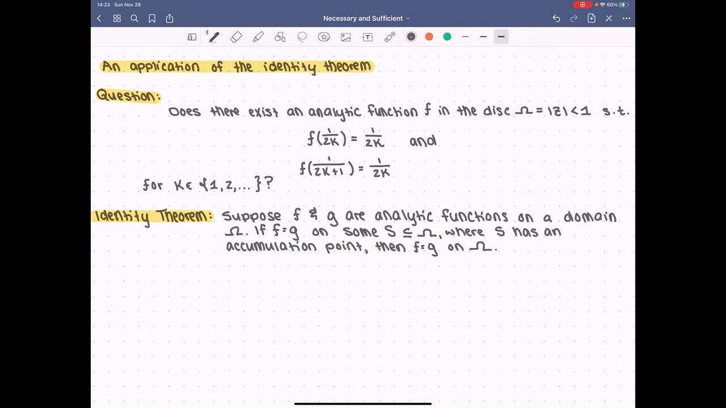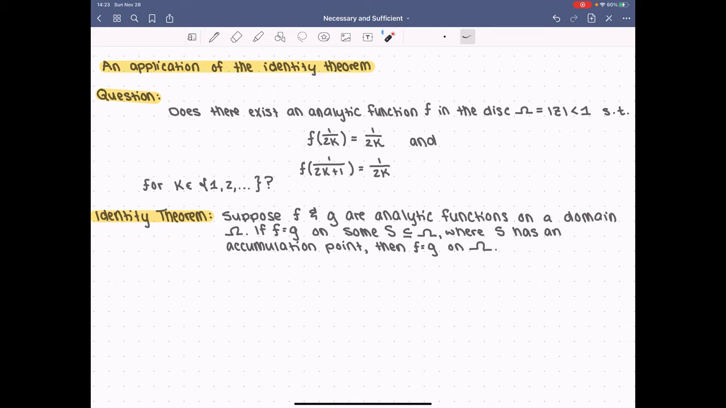So what's the question? The question is asking, does there exist an analytic function f in the disk modulus of z less than 1, let's call that set omega, such that f of 1 over 2k is equal to 1 over 2k, and f of 1 over 2k plus 1 is equal to 1 over 2k. And this is for k living in the set 1, 2, 3, and so on. So before we actually go through the solution, start thinking about whether or not such a function can exist and what intuition you have for this.